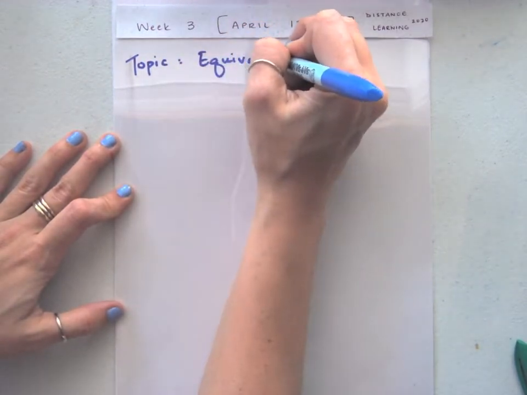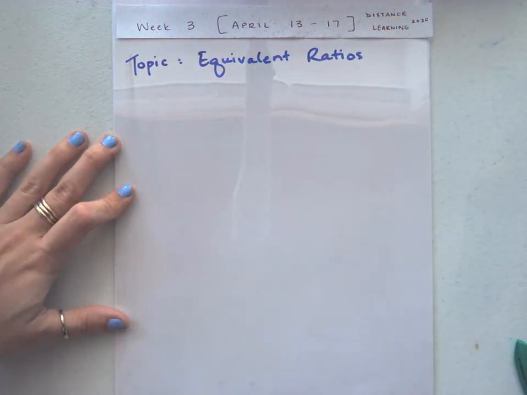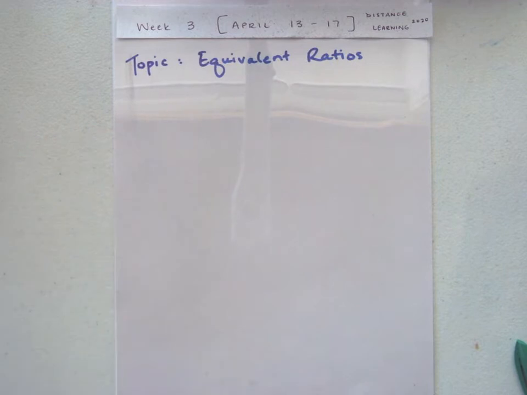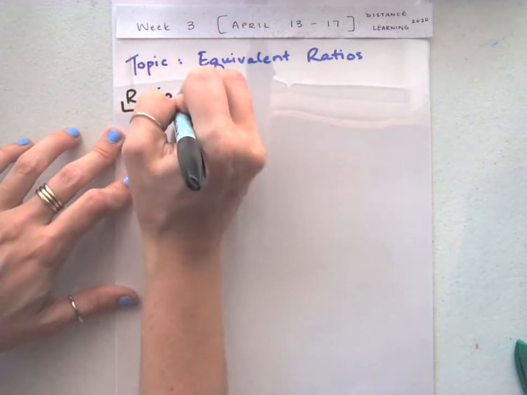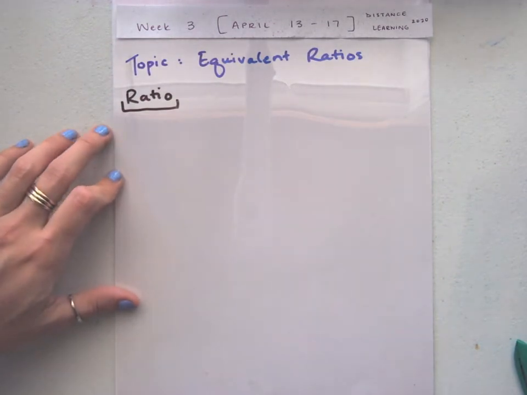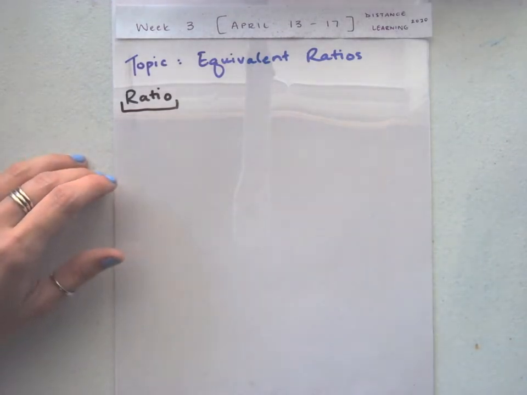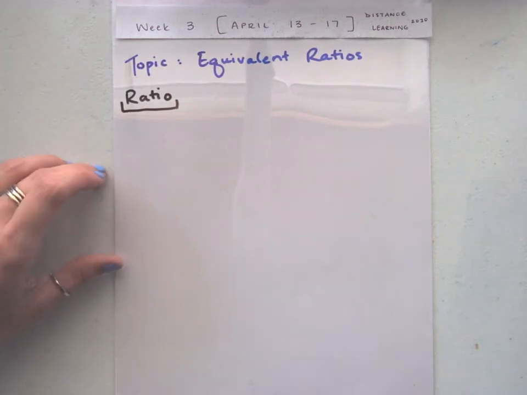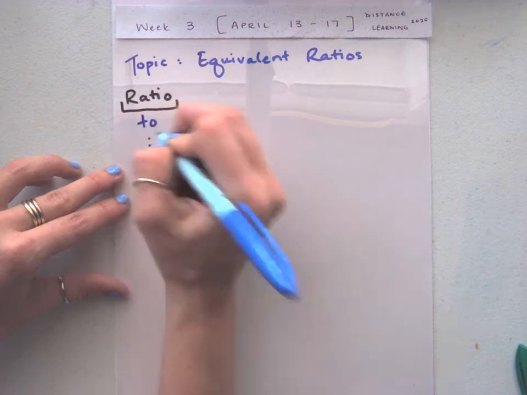Now, this word equivalent is one that you should be very familiar with because we've been talking about equivalent fractions in class all year long. So firstly, let's review what a ratio is real quick. We know that a ratio is simply a comparison between two different quantities. It's just a way to compare two amounts of something, or two quantities that could be of different things or of the same thing. We use 3 different symbols to write ratios.